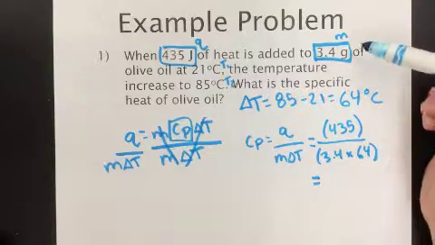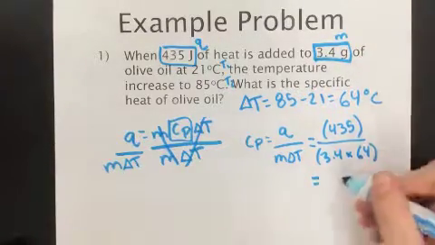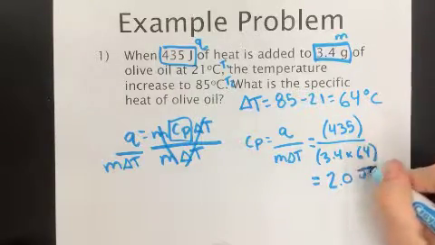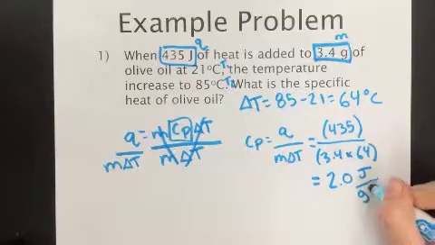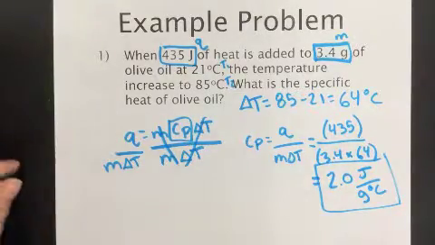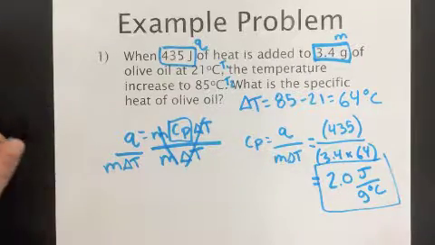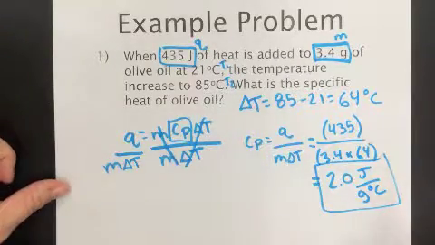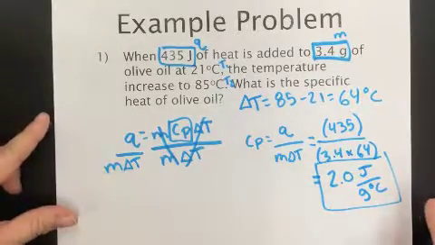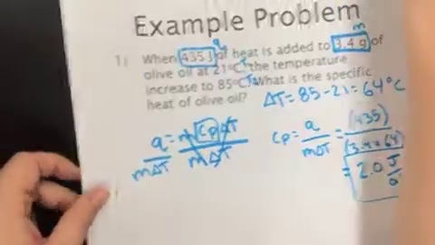Based on sig figs, 3.4 is your lowest amount. So this gives you 2.0, and the units for specific heat are joules per gram degrees Celsius. And that's the first example. They are all that easy. No moles are involved, no conversions of any sort. You just plug it in, label and plug.